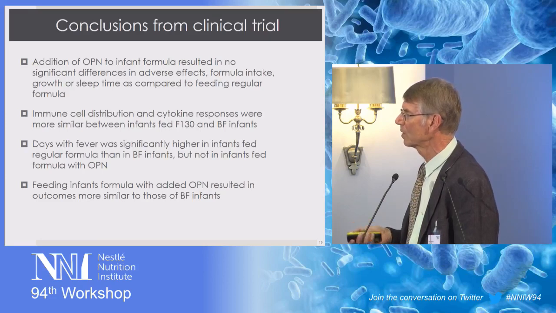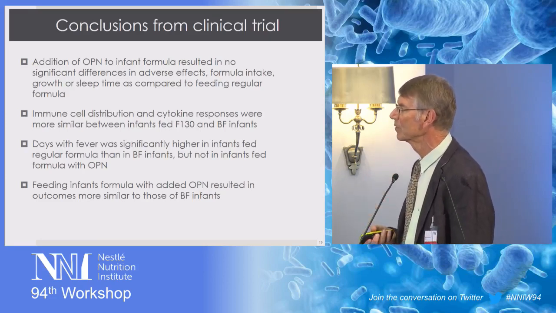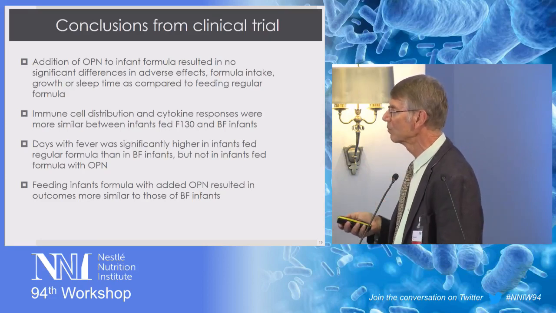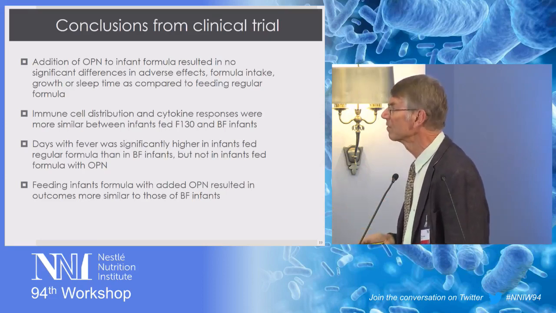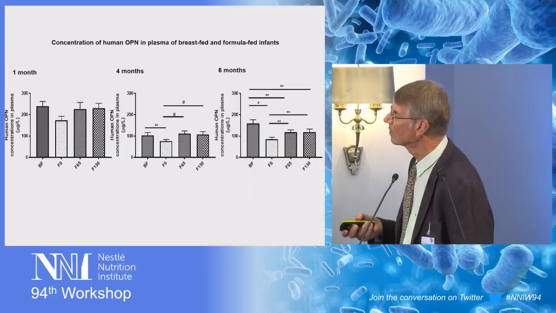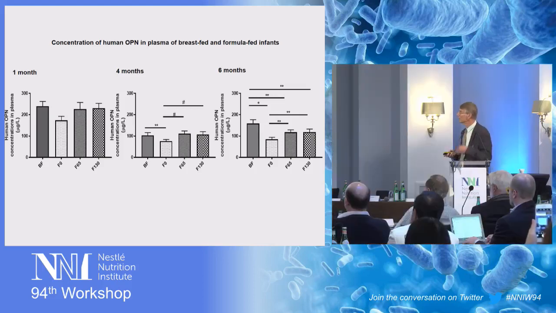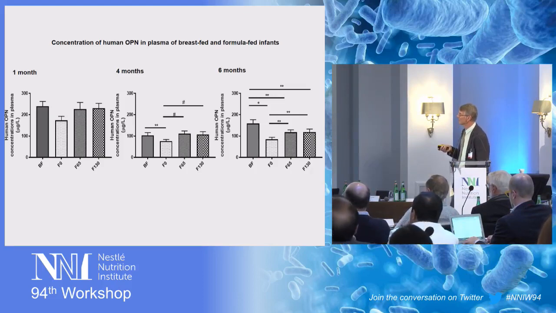And therefore, we concluded that feeding infants formula with added bovine osteopontin resulted in outcomes more similar to those of breastfed infants. With that, we moved on, and we actually analyzed osteopontin in the plasma of these infants. And here you can see that already at 1 month, there were apparent differences when it comes to human osteopontin in the 4 different groups.